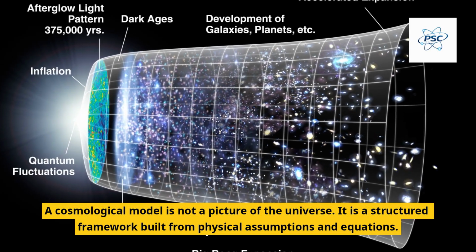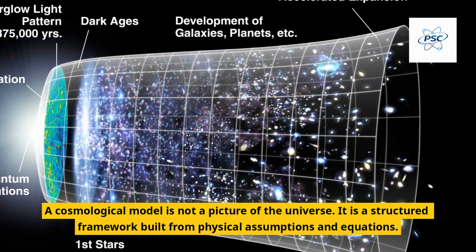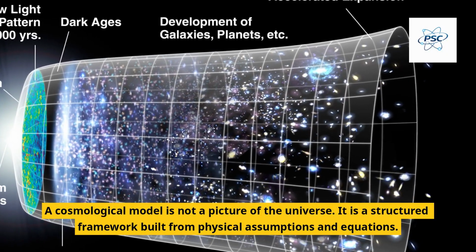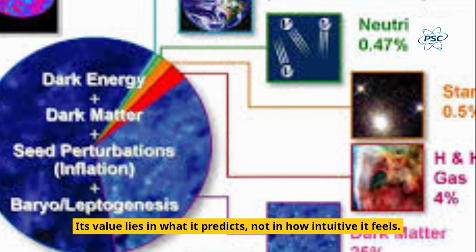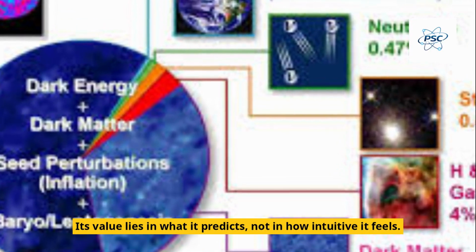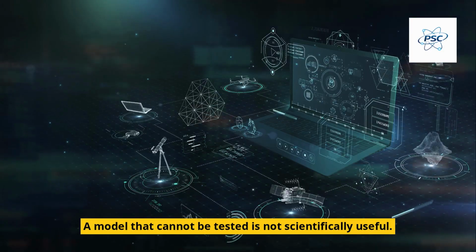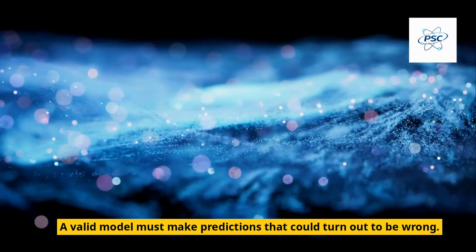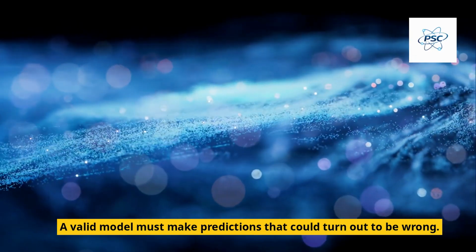A cosmological model is not a picture of the universe. It is a structured framework built from physical assumptions and equations. Its value lies in what it predicts, not in how intuitive it feels. A model that cannot be tested is not scientifically useful. A valid model must make predictions that could turn out to be wrong.